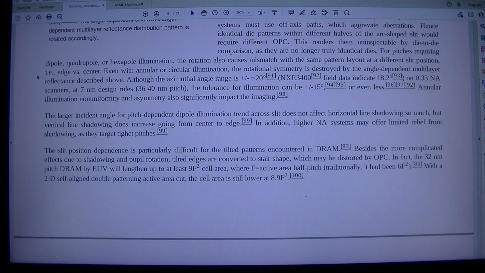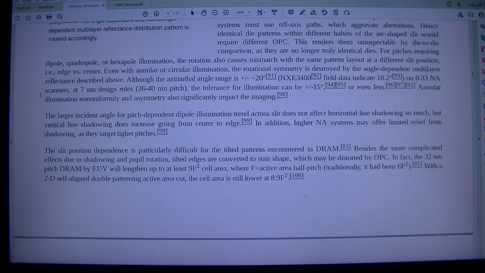Even with annular or circular illumination, the rotational symmetry is destroyed by the angle-dependent multilayer reflectance described above. Although the azimuthal angle range is ±20 degrees, NXE:3400 field data indicate 18.2 degrees on 0.33 NA scanners, at 7 nm design rules, 36 to 40 nm pitch. The tolerance for illumination can be ±15 degrees, or even less.